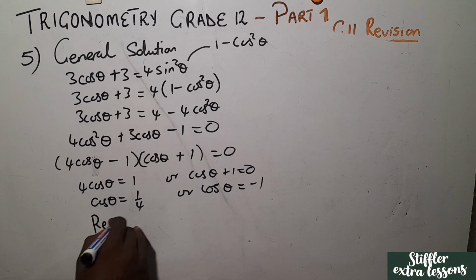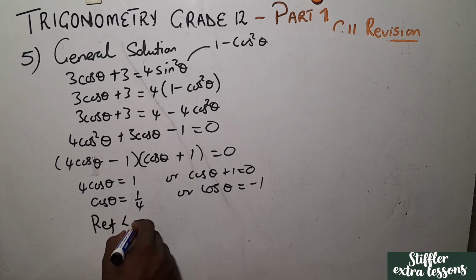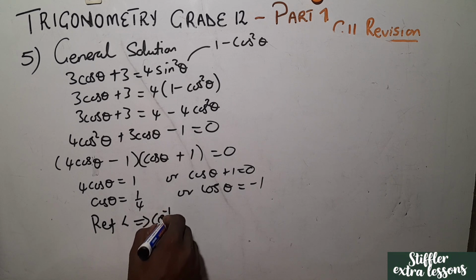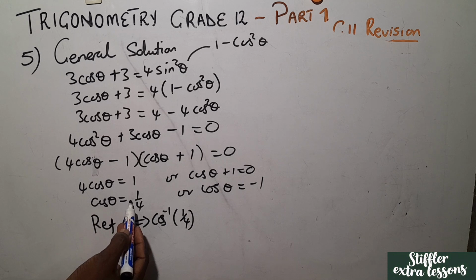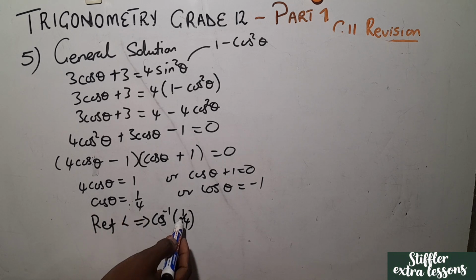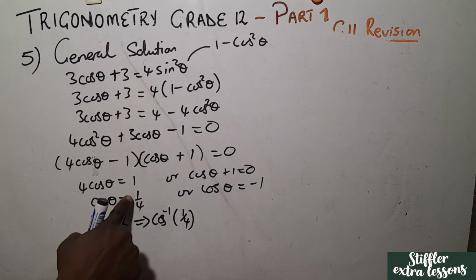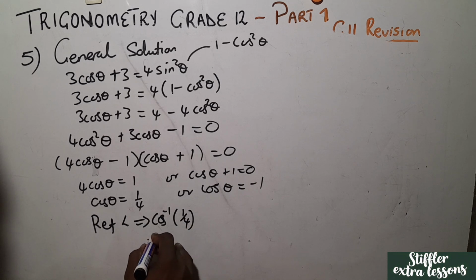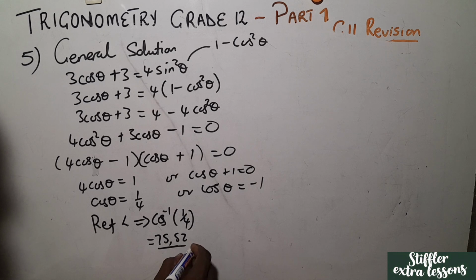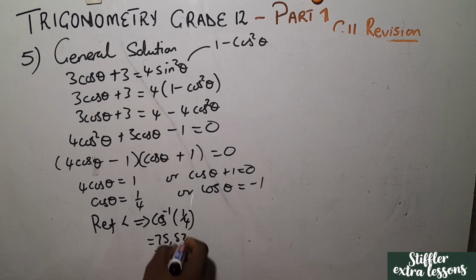So reference angle. This is the same as cos second function of 1 over 4. So mind you, if it was a negative there, you are not supposed to put it. You put it as a positive like that, right? And I'll explain. So what do we get? So second function cos of 1 over 4. I got 75.52, right, as my reference angle.